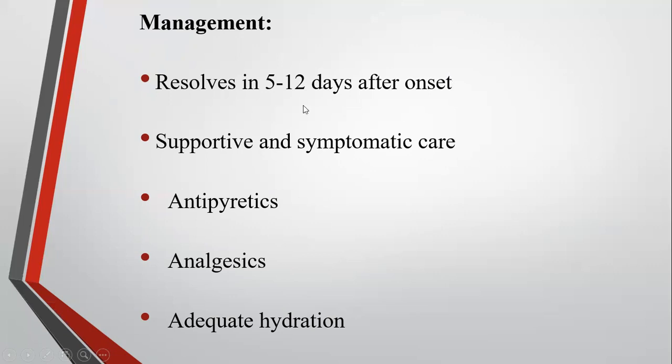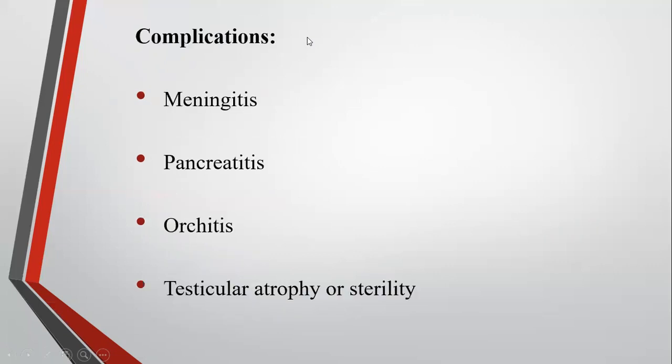So do remember this resolving time, because it can come in your MCQs as well. This is a very important thing. Another thing, it can also come in the UQ as well. What are the complications of viral sialadenitis? Basically, the complications of viral sialadenitis or mumps include meningitis, pancreatitis, orchitis, or testicular atrophy or sterility.